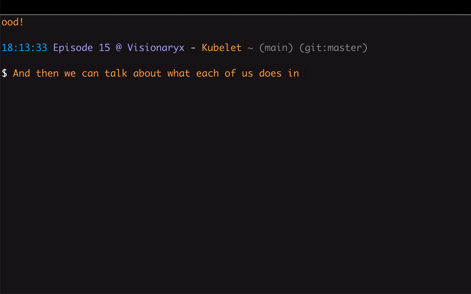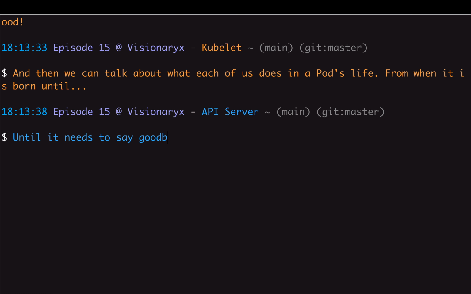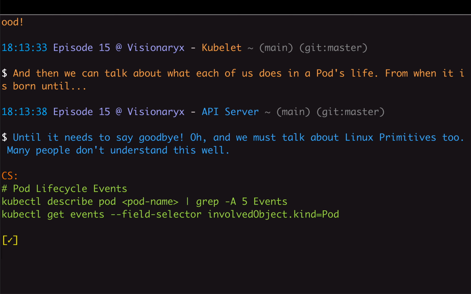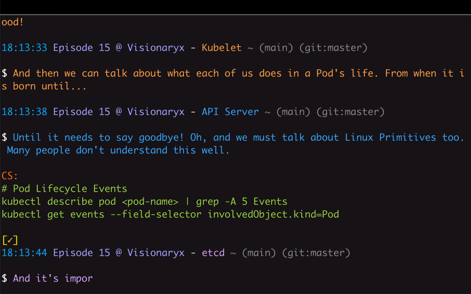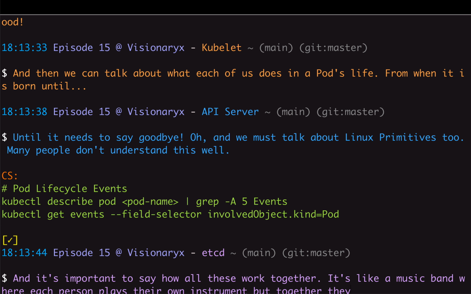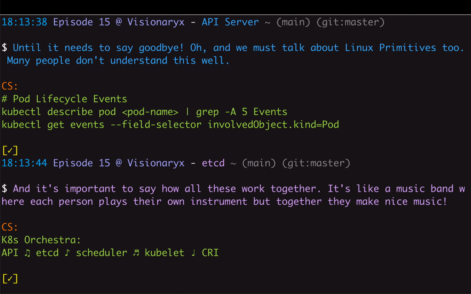Good. And then we can talk about what each of us does in a pod's life, from when it is born until it needs to say goodbye. Oh, and we must talk about Linux primitives too. Many people don't understand this well. And it's important to say how all these work together. It's like a music band where each person plays their own instrument, but together they make nice music.